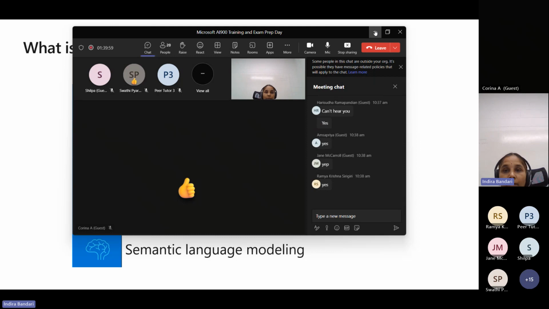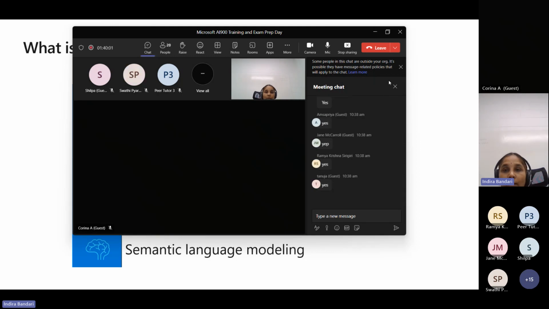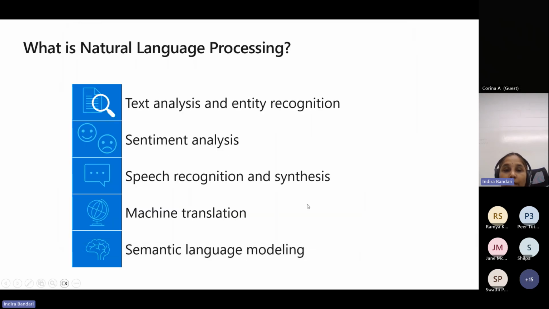Yes. Okay. So maybe I'll cover the semantic language modeling again. I think I need to be careful with this headphone.